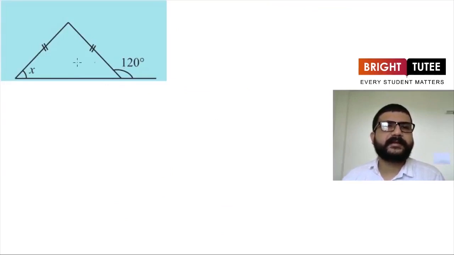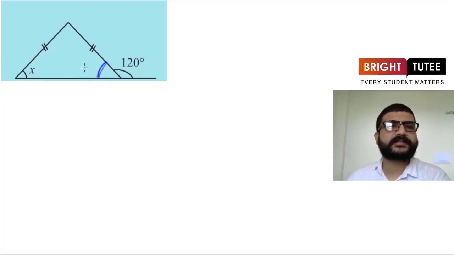Now here we are having two side lengths equal and one exterior angle is given to us. Now what we have to do here is get the value of x. First of all, what about angles opposite to equal sides? They are equal. So it means this angle is also x, because these two side lengths are equal. So this is x now. Now what do you think about this angle x?